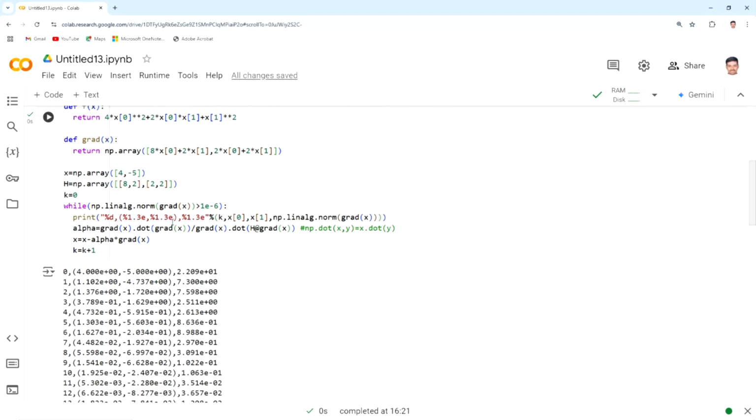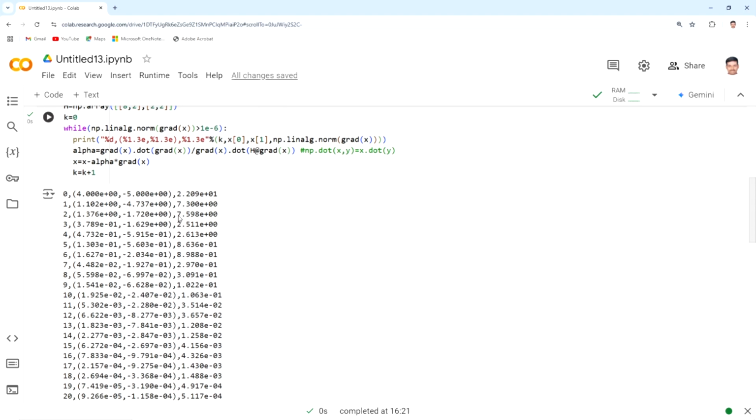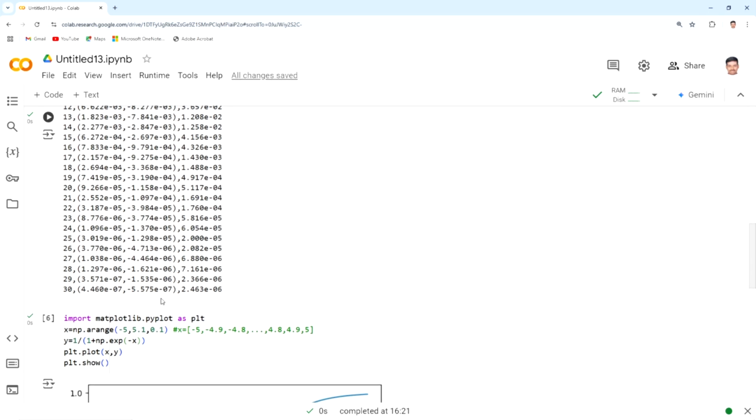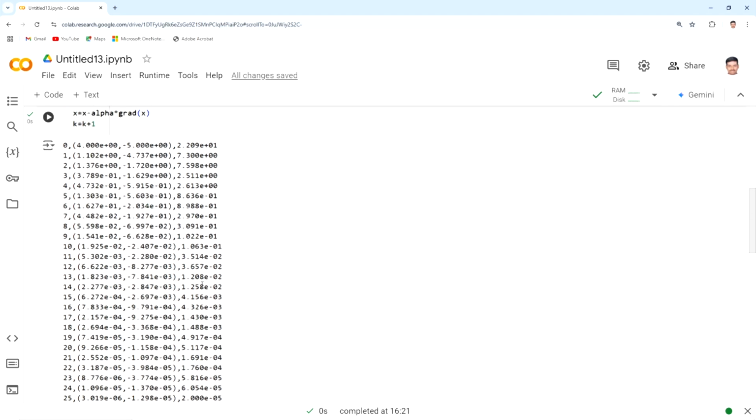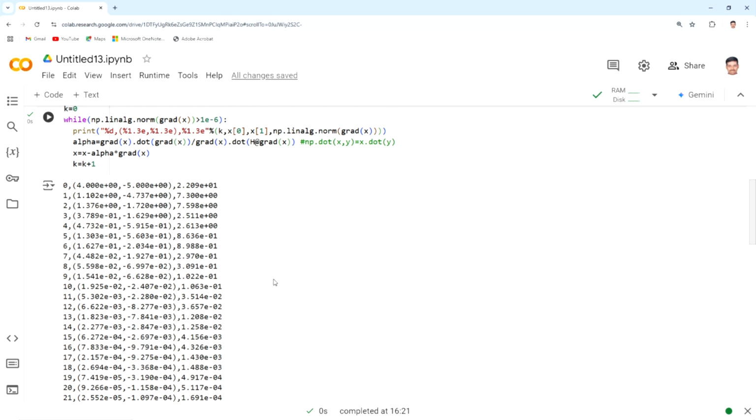Now, suppose I want to plot these points, okay. So, I want to start with 4 comma minus 5, that is one point. The next point is 1.102 comma minus 4.737, so that is the next point. The next point is 1.376 comma minus 1.72, and the final point is, yeah, where you reach 0 comma 0, okay. So, how do you plot this?